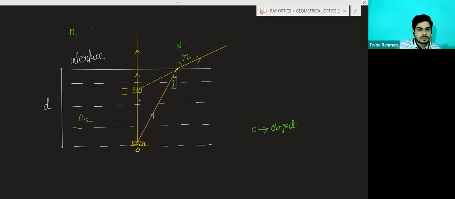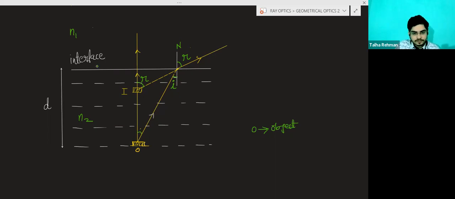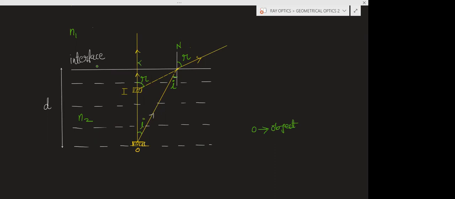Now this angle will also be R. Why? Because this is the same line, and this ray and this normal are parallel, so this angle is equal to this angle. Now see, this normal and this ray are parallel, so this angle is I. So this angle will also be I. And suppose this distance is x.